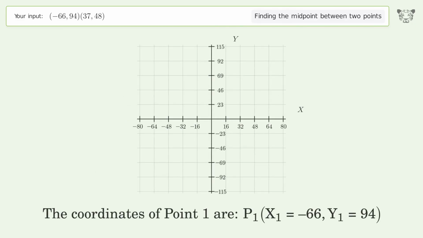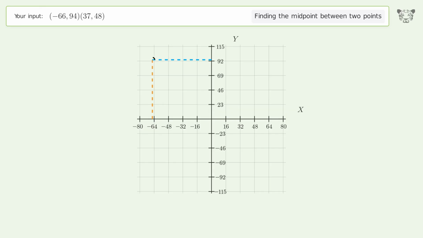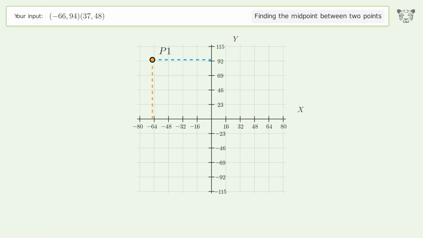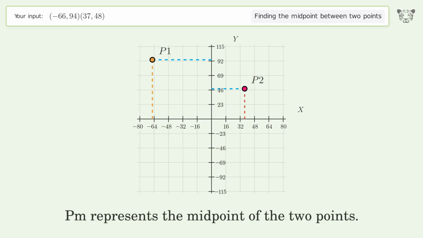The coordinates of point 1 are, x1 equals negative 66, y1 equals 94. The coordinates of point 2 are, x2 equals 37, y2 equals 48. PM represents the midpoint of the 2 points.